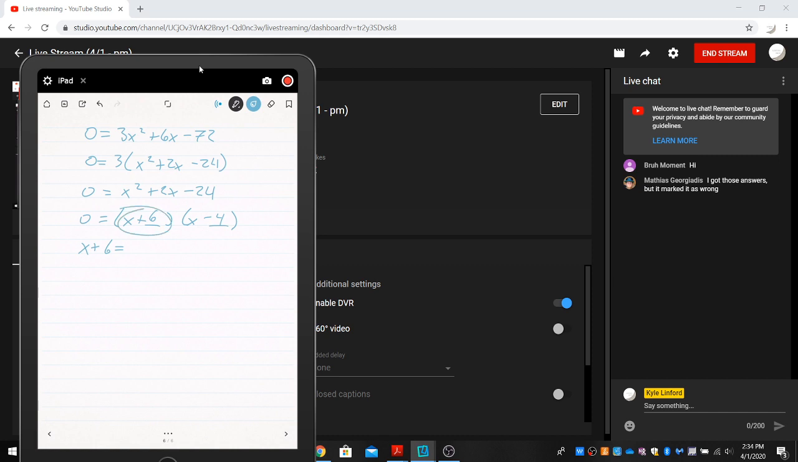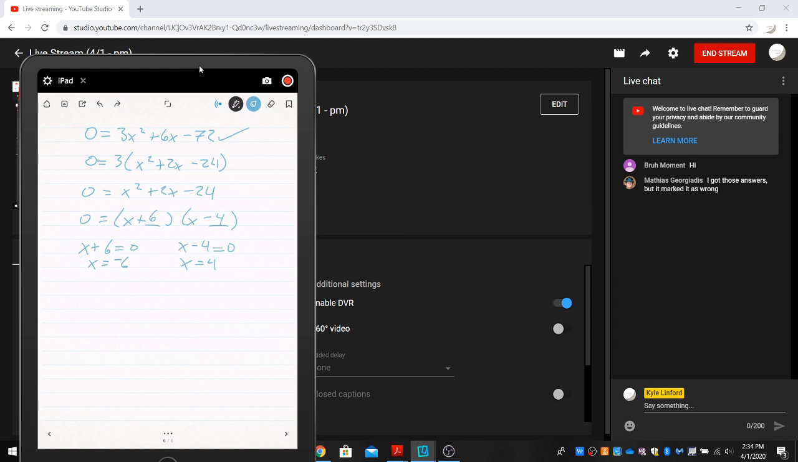x plus 6 could be 0, so I need to be careful with negative 6, because if I plug in negative 6, I'm going to get the whole thing to be 0. And then x minus 4 could be 0, so x could be 4 as well. So if I plug in either negative 6 or 4, I will get this to be 0, okay? So we're going to say, here are our two solutions. But wait a minute.